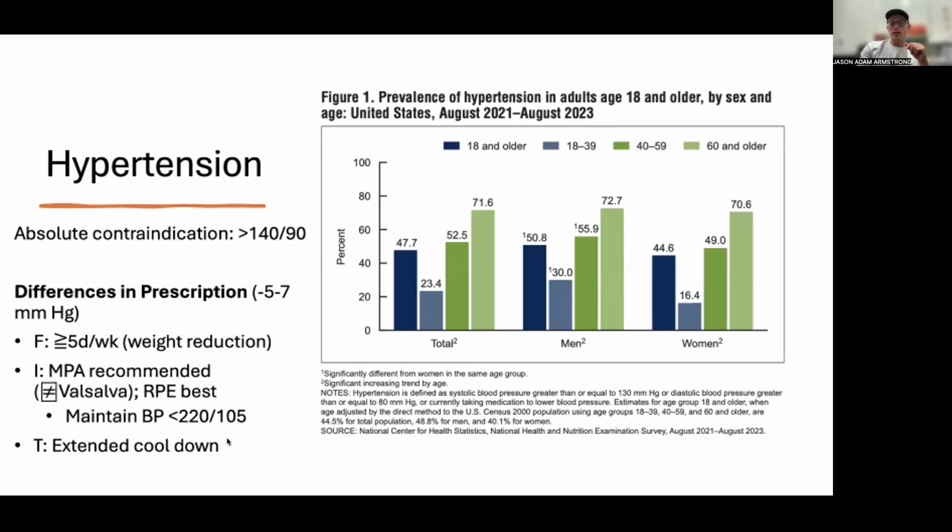And then the last thing here is an extended cool down. So especially with hypertensive medications, we can sometimes see rapid hypotension post-exercise. So this rapid drop in blood pressure after you stop exercising. And there's lots of reasons for that that you hopefully will get into more in exercise physiology.